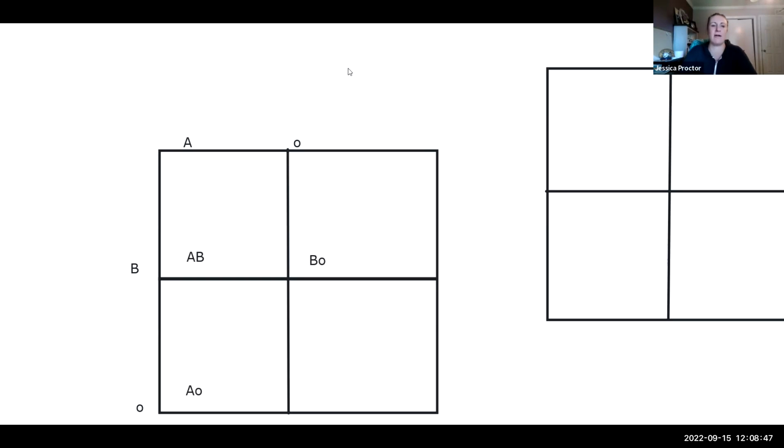So these parents, if they are AO and BO, actually have an equal likelihood of all 4 genotypes, or all 4 blood types, I should say. They have a 25% chance of having a child with AB blood. They have a 25% chance of having a child with BO blood. They have a 25% chance of having a child with AO. And they have that 25% chance of having a child with blood type O. Okay. So that is actually my parents' scenario. My mom has blood type A and my dad has blood type B, but I have O and my sister has AB.